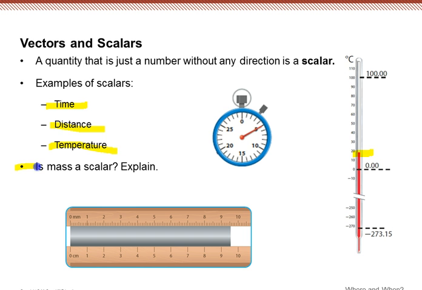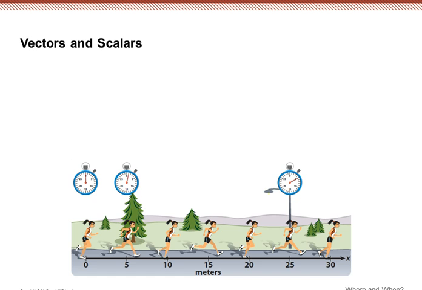Now, I want you to think about this question here. Is mass a scalar? So think about what is mass, and is that a scalar or a vector quantity? So mass is, in fact, a scalar quantity because it has magnitude, but it has no direction.